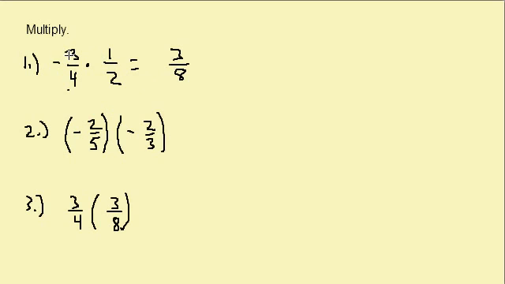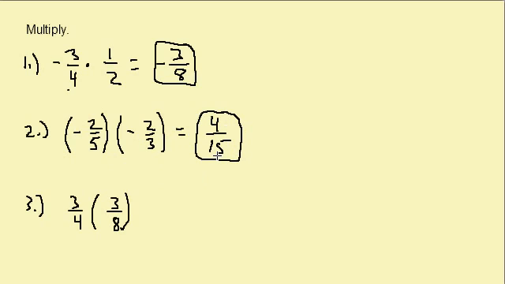Now, notice we have a negative times a positive, and a negative times a positive is a negative. And let's look at the next one. We have 2 times 2 is 4. 5 times 3 is 15. And we have a negative times a negative, which is a positive. So our final answer is 4 over 15. Alright, and then the third one, we have 3 times 3. 3 times 3 is 9 over 4 times 8 is 32. And there's our final answer.